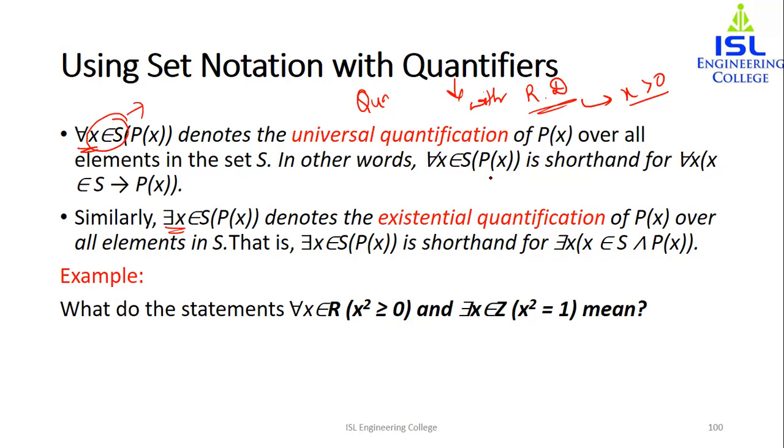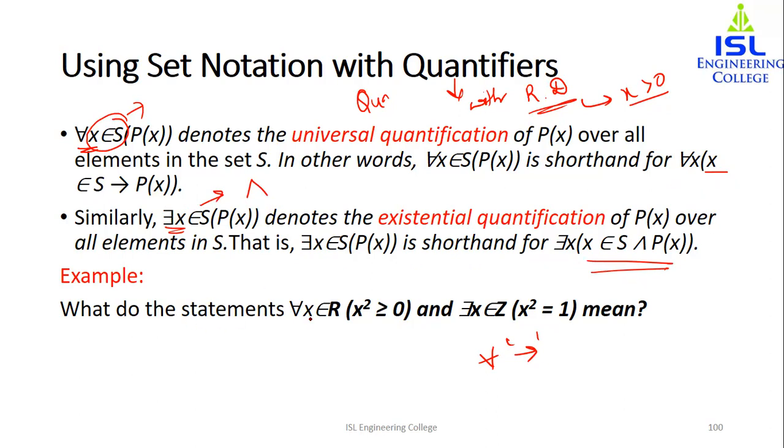Okay, so in other words, if you remember, we used to represent our universal quantification with the implication. So over here, for all x, if x belongs to the set S, implies P of x. And similarly, in the case of existential quantification, we were using the connective and, so the same has been expressed over here. Let's see an example for understanding these statements.